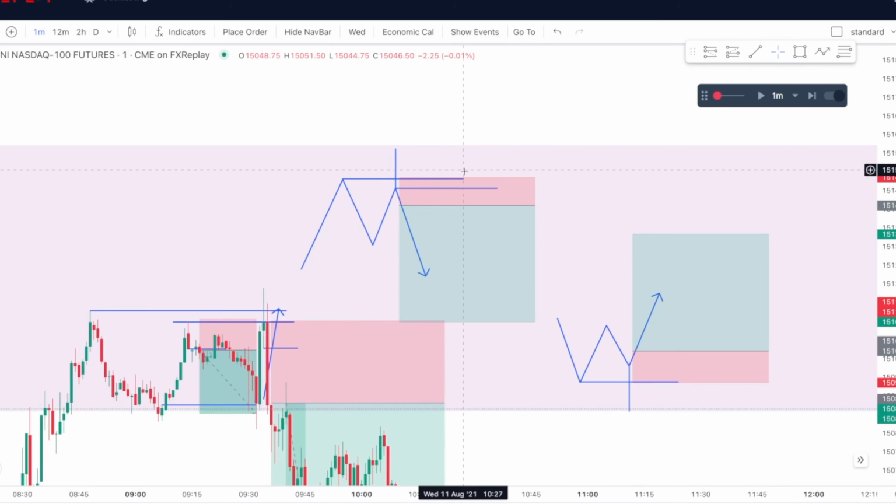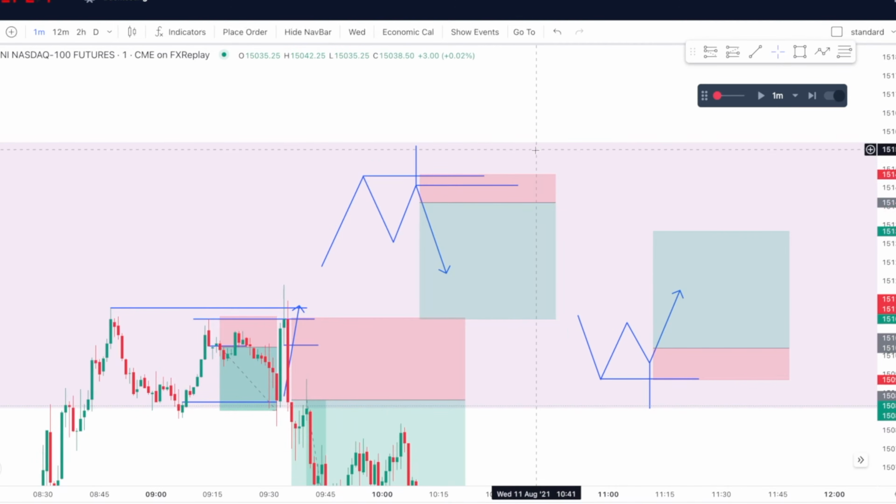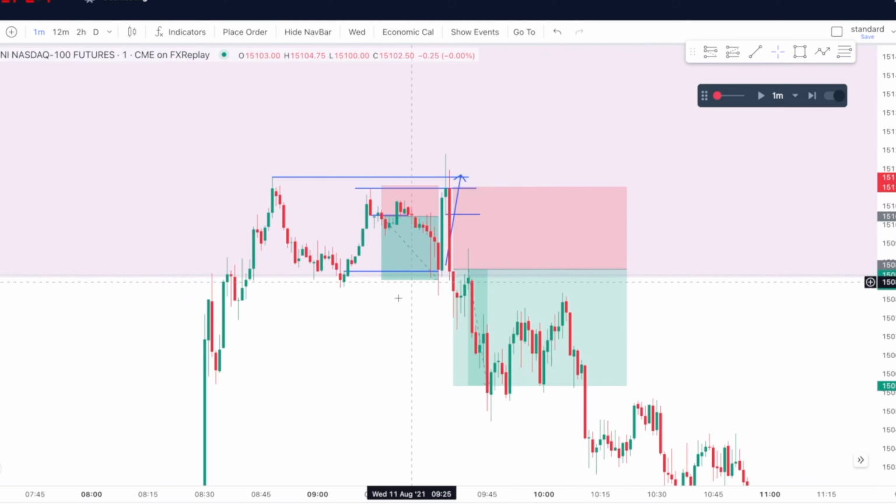If one of the pullbacks becomes invalidated, you are out of the trade. Okay, sorry for getting sidetracked. Let's get back to the invisible zone.